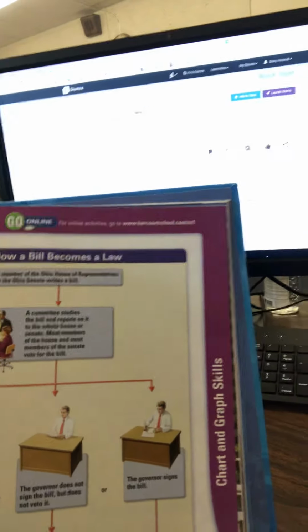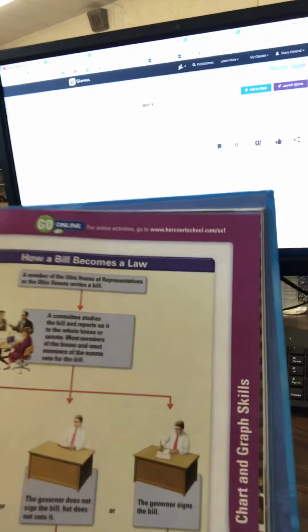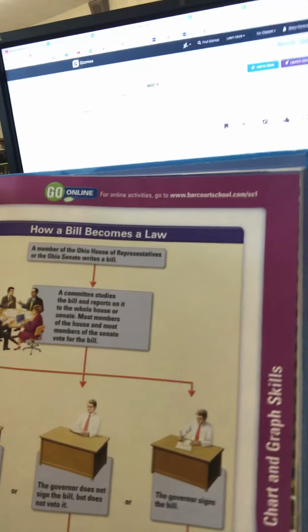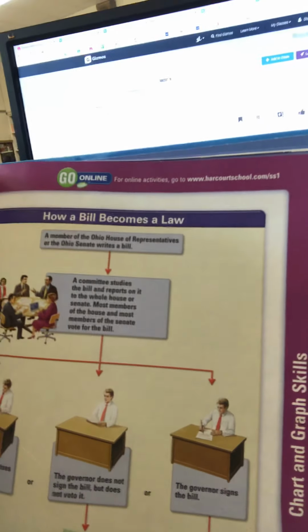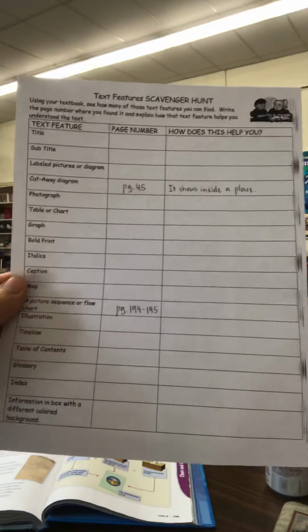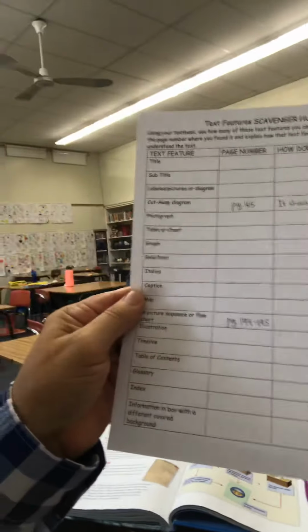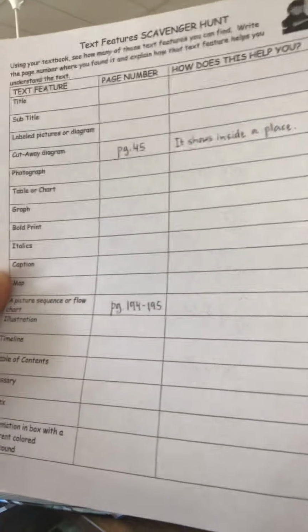So this is how a bill becomes a law. So it starts up here at the top, and then it moves down following the red arrow. So it kind of shows you the flow of things. All right, illustrations or drawings, timelines, everybody should know what that is. The table of contents, glossary, and index are all in the back of your book. Those should be the last 10 or 15 pages of your textbook. And then information in a box with a different colored background. Just read that description and find a picture of something like that in your book.